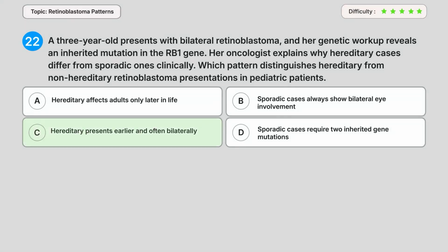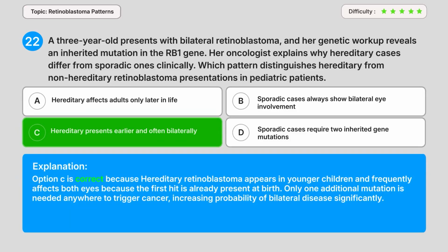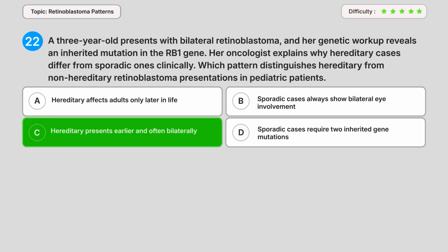Correct answer. C. Hereditary presents earlier and often bilaterally. Hereditary retinoblastoma appears in younger children and frequently affects both eyes because the first hit is already present at birth. Only one additional mutation is needed anywhere to trigger cancer, increasing probability of bilateral disease significantly.